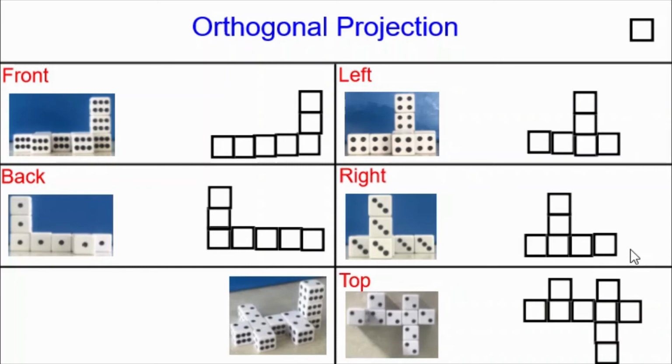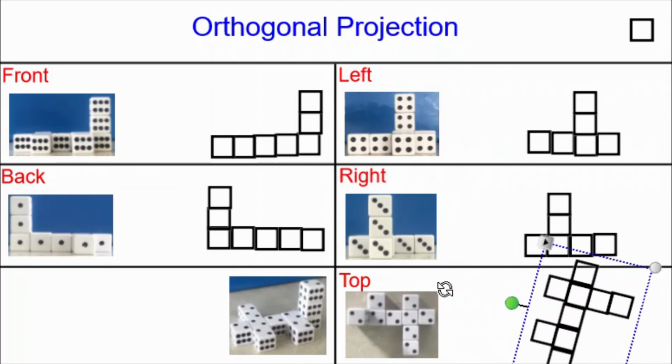Now, the interesting thing about the top view compared to the others, when we look at front, back, left, and right, in all cases we know which side is down. So we only have one possible front view, one possible back, one possible left, one possible right. But with top view, we have more than one possible view. I'll show you what I mean.